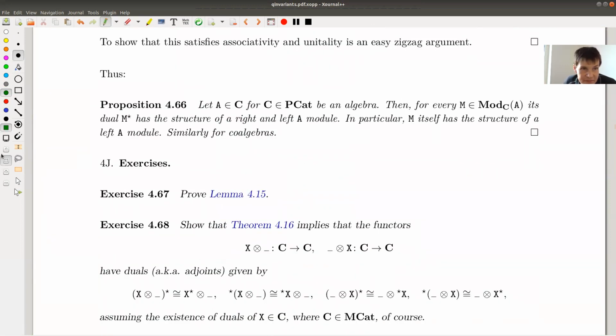Yes, and that's basically what I want to say. This last proposition is just saying that if you are in a pivotal category, so we have left and right duals, then the dual of a module of an algebra is always a right A module, which is a very nice statement. So you also don't have to worry about left and right duals for modules of algebras. Okay, and that's basically it for today.